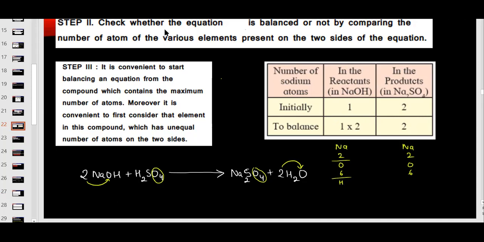Okay, let's check hydrogen. Hydrogen, how many are there? 2. 2 hydrogen plus this 2. So 2 plus 2 gives you 4. 4 hydrogen. On the right side, let's check.